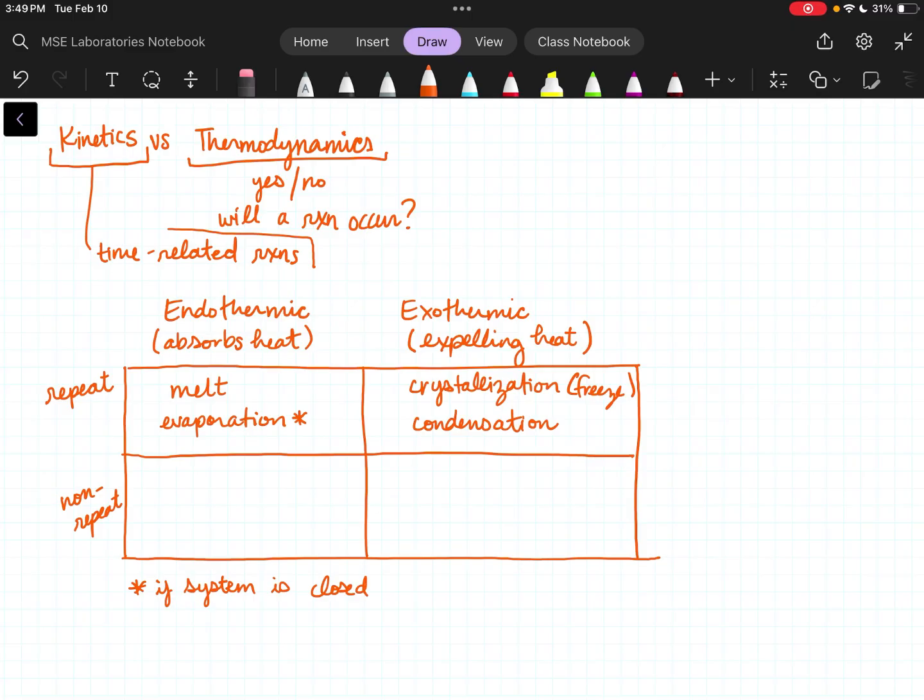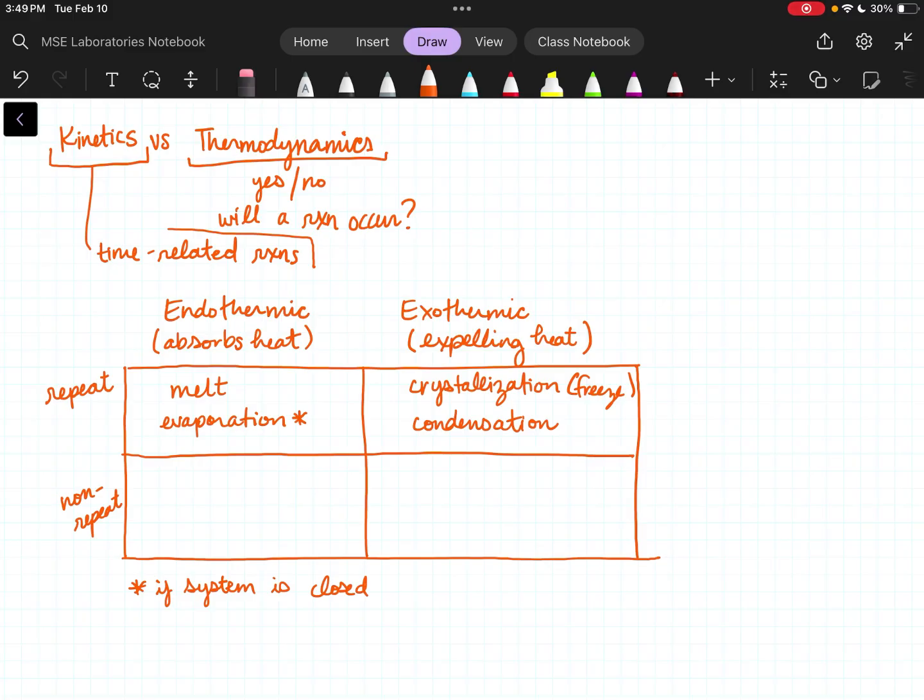This one's a little harder for everybody. Can you think of any examples of a non-repeatable reaction? Endothermic or exothermic? Burning something, absolutely. Depending on the reaction itself, that can be absorbing heat or releasing heat, depending on what is burning.